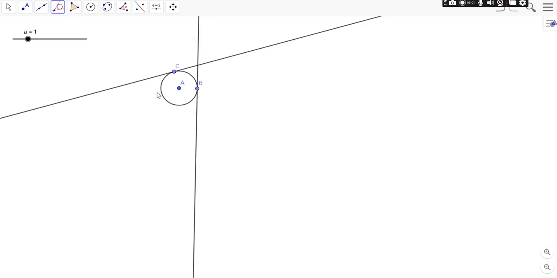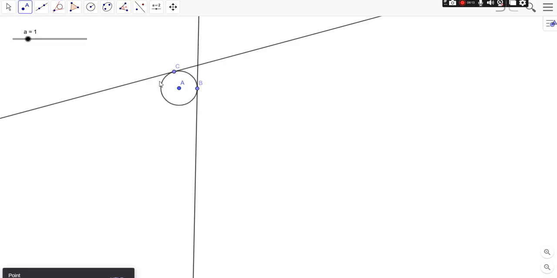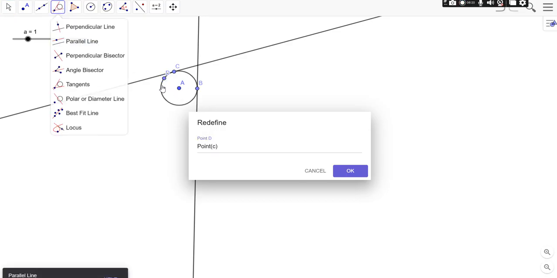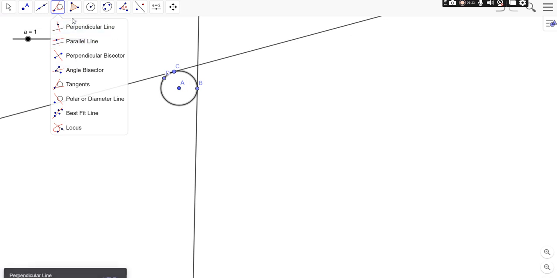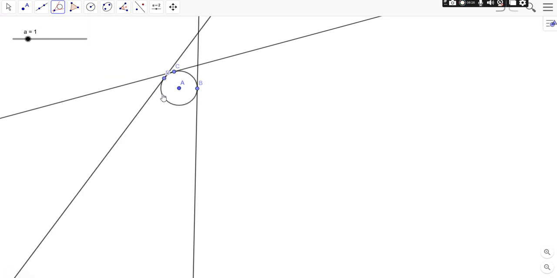Yes, dear students, as you know, a circle has an infinite number of points on its boundary. So we can say infinite tangents can be drawn. If I take another point D on the boundary of the circle, you will observe that if I draw the tangent at this point, it will be a unique line.